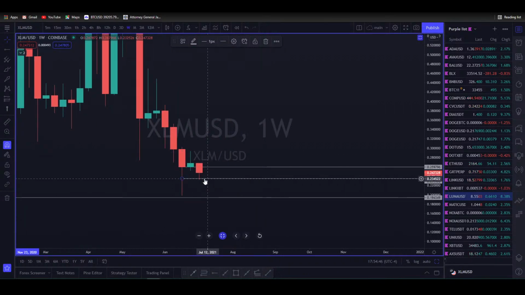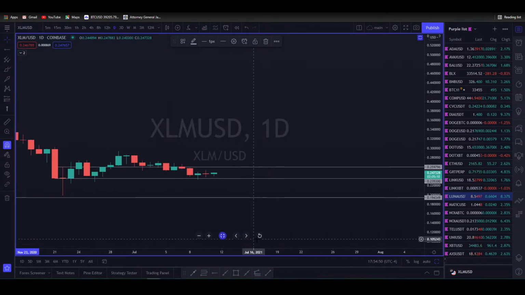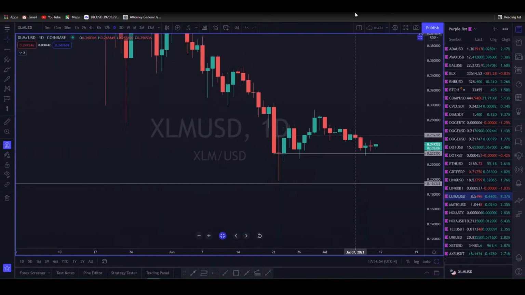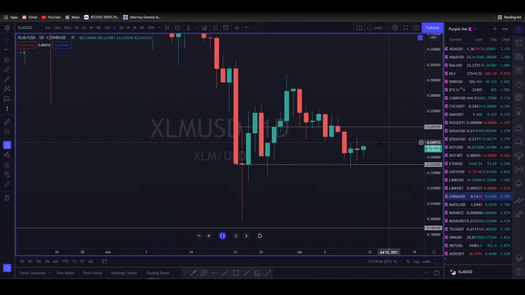We shall see if the daily holds support, right? There's not much to look at on the weekly. And for the last 3 days, it's literally done nothing. Absolutely nothing.